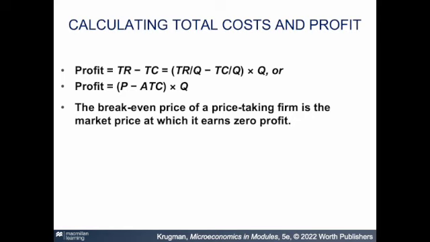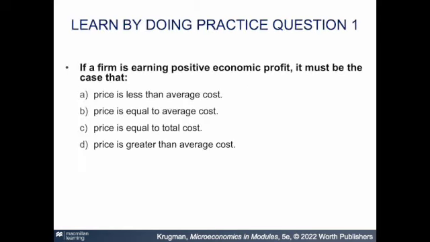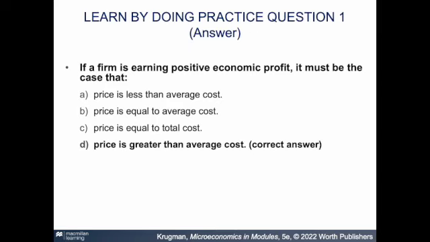7. Learn by doing, practice question 1. If a firm is earning positive economic profit, it must be the case that: A. Price is less than average cost. B. Price is equal to average cost. C. Price is equal to total cost. D. Price is greater than average cost.